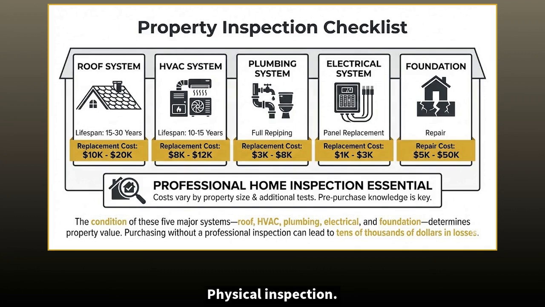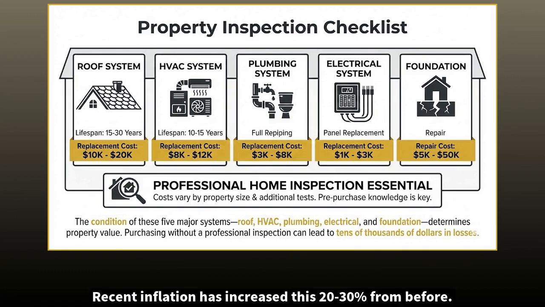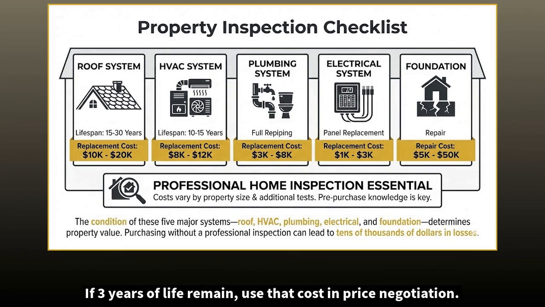Physical inspection. First, the roof. How many years ago was it installed? Asphalt shingles have a 15 to 25-year lifespan. Replacement cost is $10,000 to $20,000. Recent inflation has increased this 20 to 30% from before. If 3 years of life remain, use that cost in price negotiation.